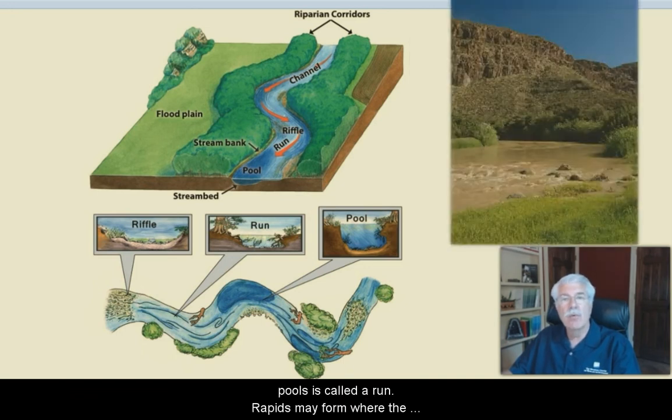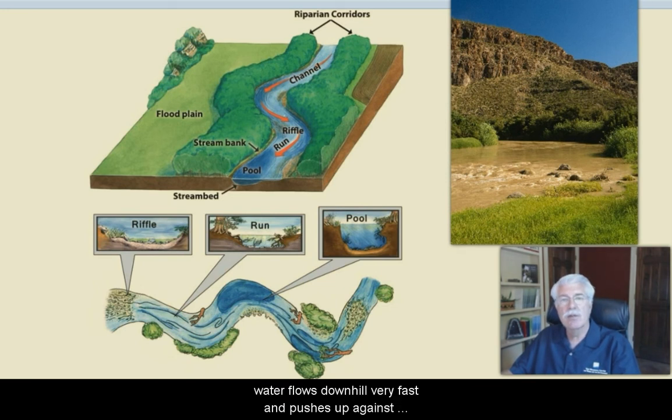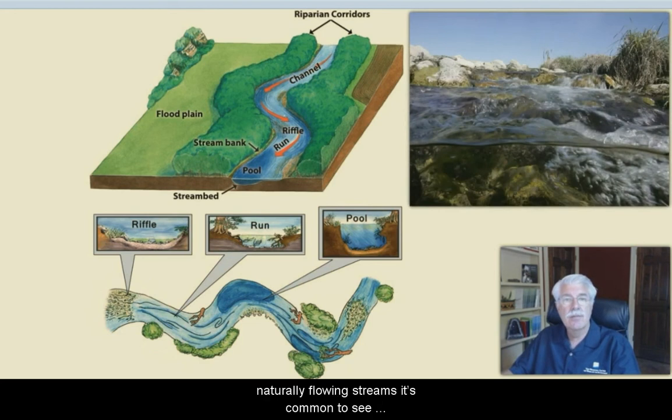Rapids may form where the water flows downhill very fast and pushes up against underwater obstacles. Rapids are where you see very turbulent water flow. There's very often rocks at that point, sometimes very large rocks or logs.